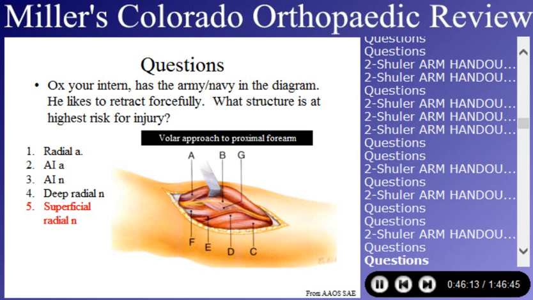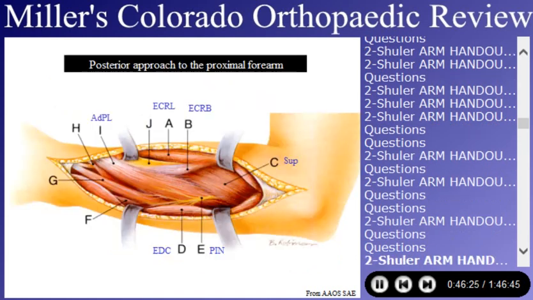The intern right there, Army, Navy in the diagram, he's pulling too dang hard. What structure is the highest risk for injury? Superficial radial nerve underneath the brachioradialis. Posterior approach to proximal forearm. For some odd reason on the test, things you don't see come up more frequently.